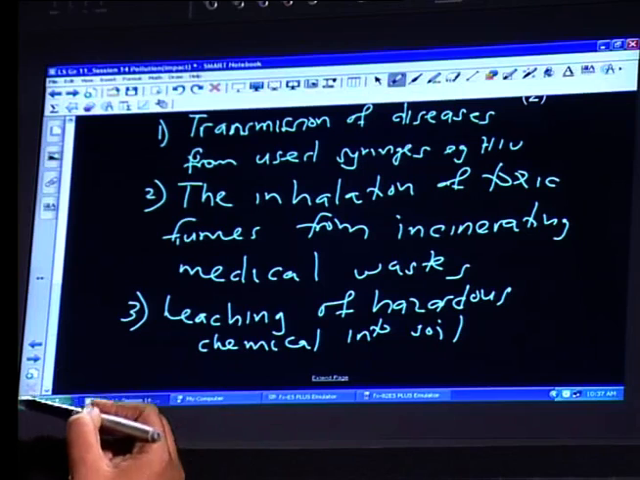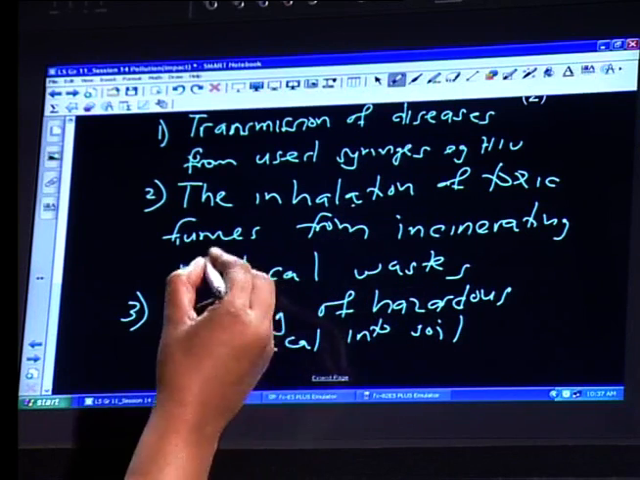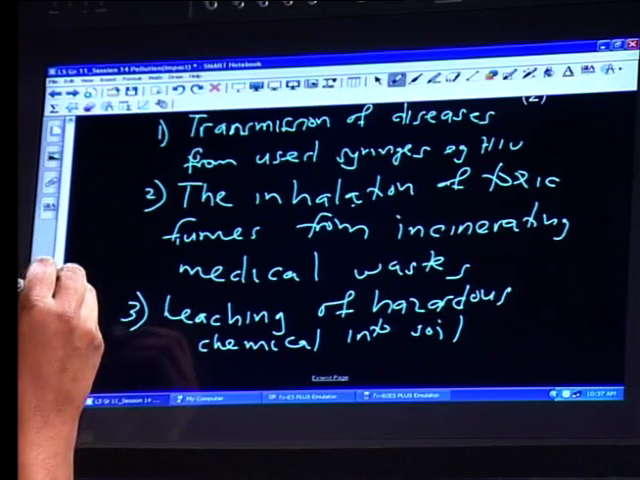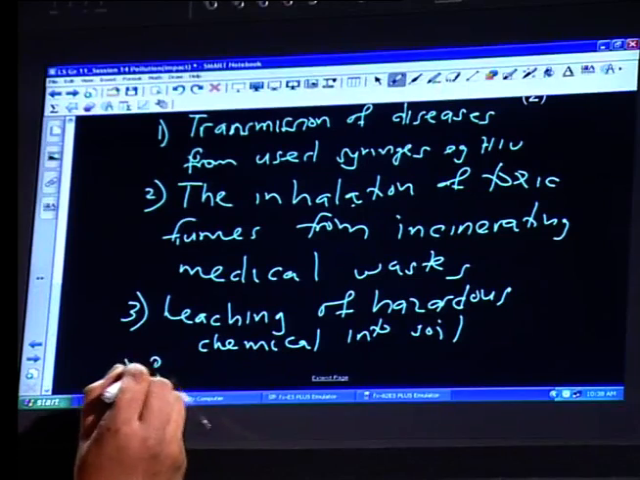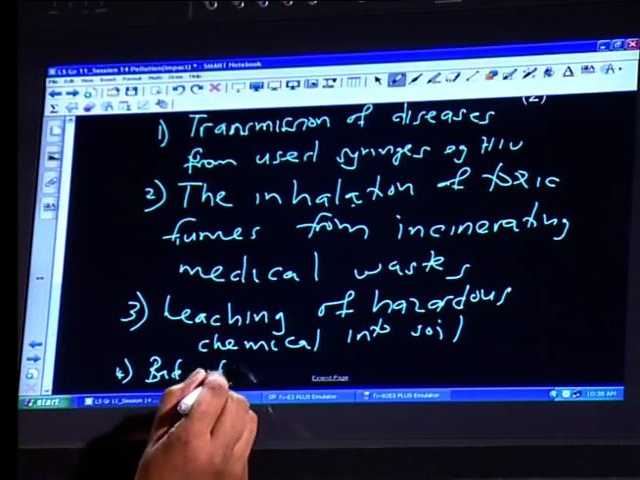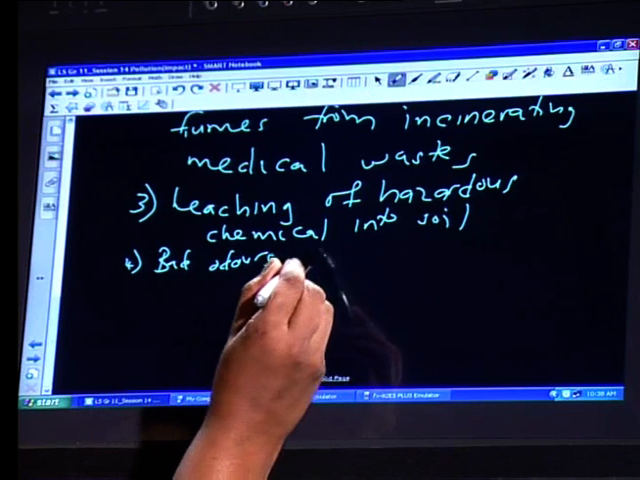So the leaching of hazardous chemicals into the soil, inhaling toxic fumes from the incinerators, and also the transmission of various diseases from used syringes when children play with them, example HIV. So that's the negative effects of dumping medical waste. Plus another one could be bad odors.